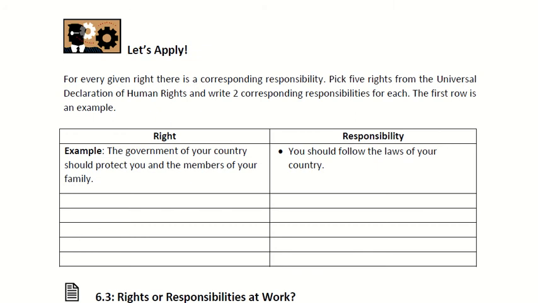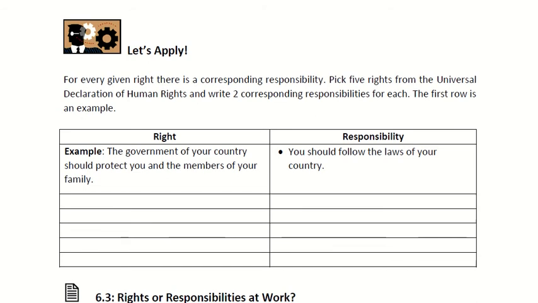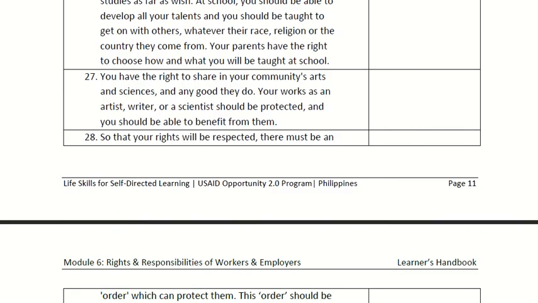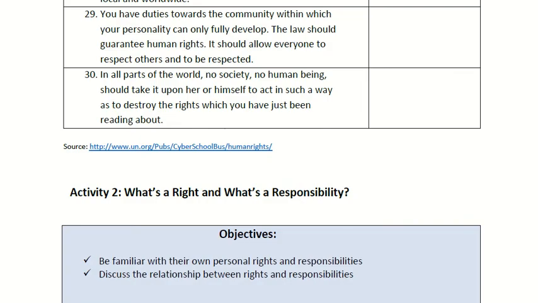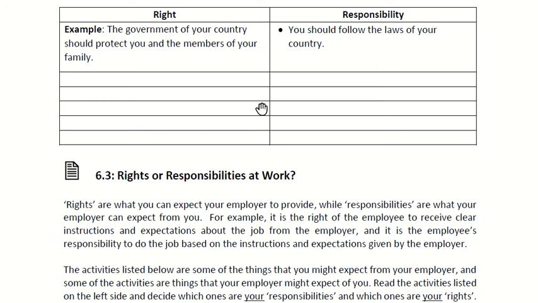So, narito yung isang halimbawa. So, dito, ang example ng right dito ay the government of your country should protect you and the members of your family. So, what is your responsibility? You should follow the laws of your country. No? So, saan tayo manguha? Dito sa taas, sa Universal Declaration of Human Rights. Ito, yung listahan. Mamili lang tayo dyan ng 5 at ilagay natin dito sa table. Dyan. Okay? So, dito naman ilagay natin kung ano yung responsibilidad na dapat din nating gampanan na nakaakibat ng mga karapatan na yan. Okay, so narito yung example natin.